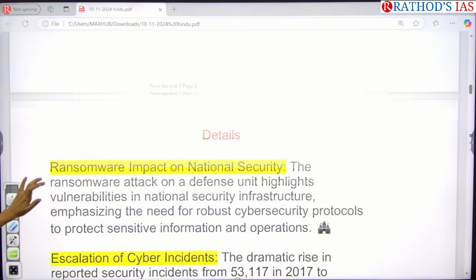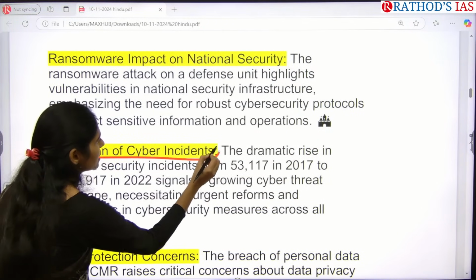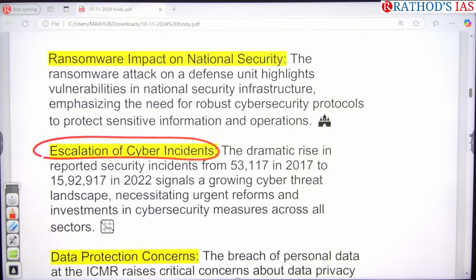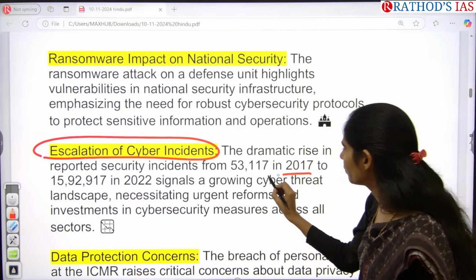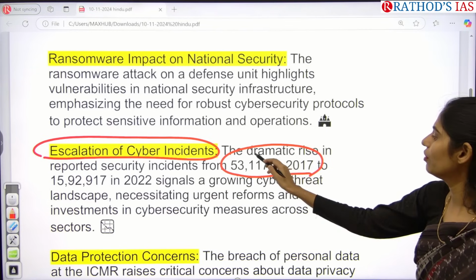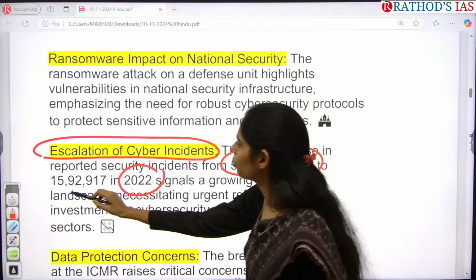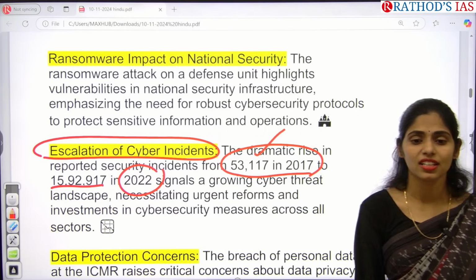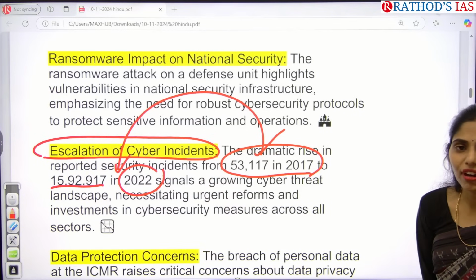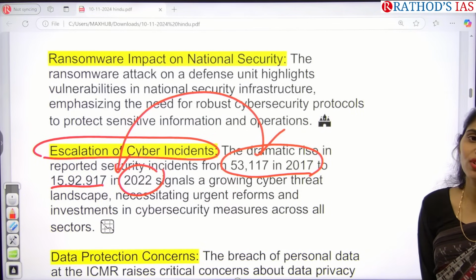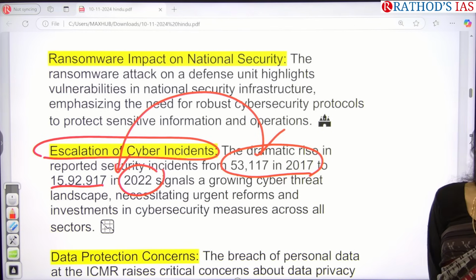Okay. So the second important point focused on in this article is the increased cyber incidents in our country. If you see the data, you will be surprised. In 2017, the number of cases of this kind was around 53,000 only. But by 2022, it was around 16 lakh cases. So from 53,000 to 16 lakh cases filed within just 5 years, the number of cases increased by about 1,000-fold.